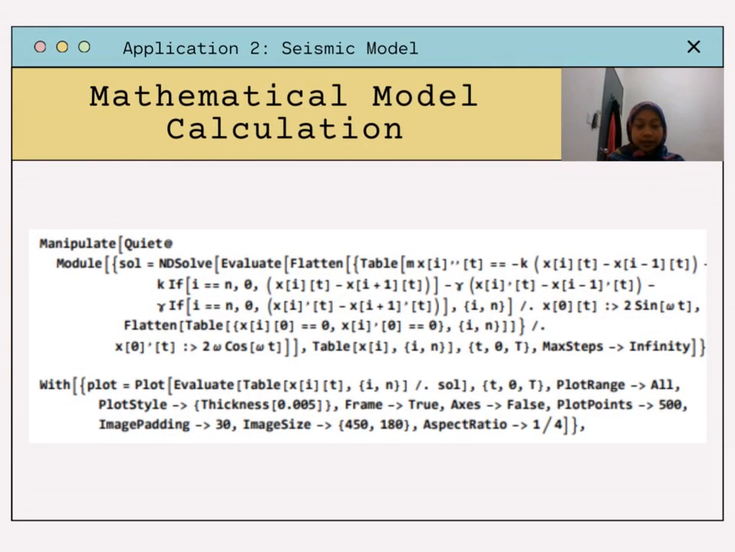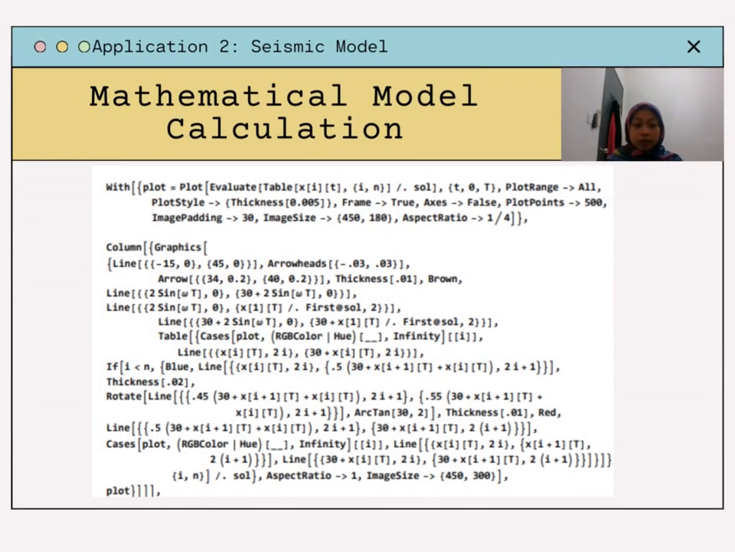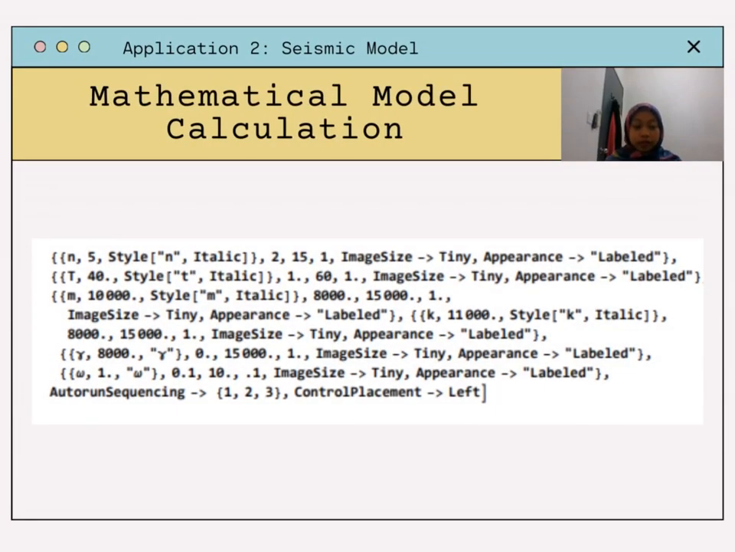Okay, for the next slide, mathematical model calculation. To illustrate the diagram for the earthquake of a building, firstly, we use the Manipulate command. We use DSolve to insert the equation of the earthquake, which is Newton's law. Then, for the graph, we use the Graphics command for explaining the movement of the diagram. We use RGBColor to differentiate the diagram. Lastly, for the indicator of the diagram, we use this command, and for movement of the diagram, we use the autorun sequencing command.